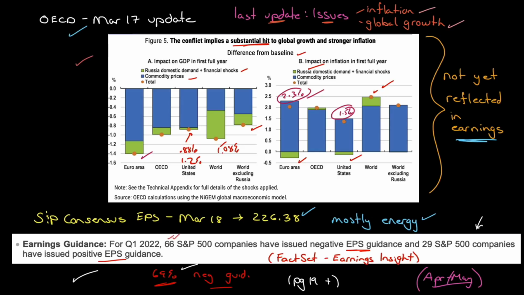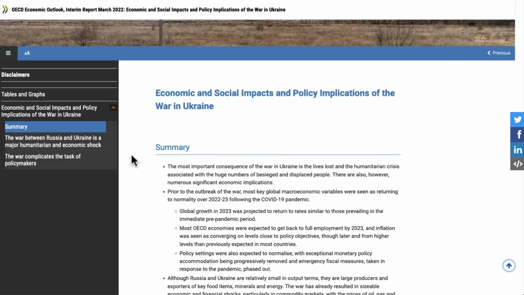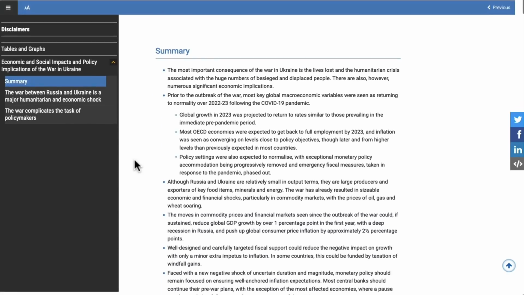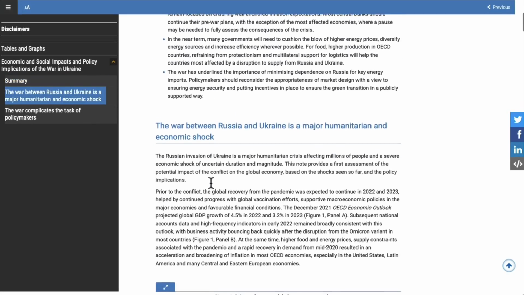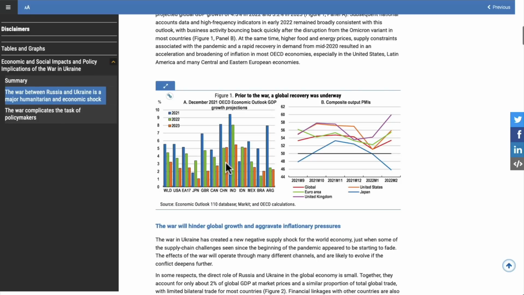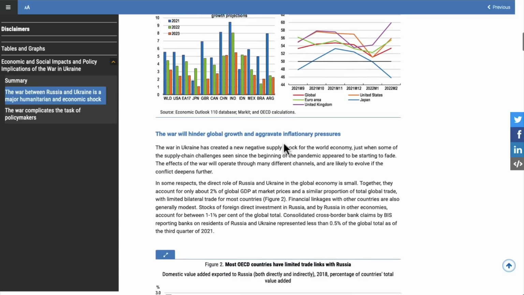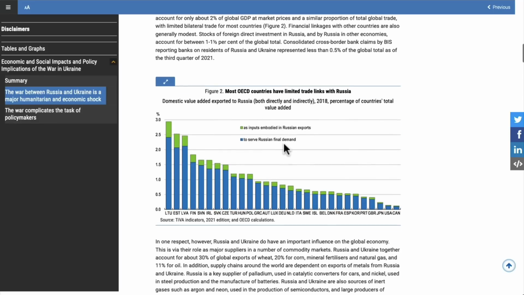Let's have a look at this report in a little bit more detail. All right, this link is in the description box as well. You have your summary of all the main points if you want to read those first. The exhibits, I think, are really well presented. You can get a lot of information out of the exhibits. Prior to the war, a global recovery was underway. It's a starting point. But then, guess what happened?